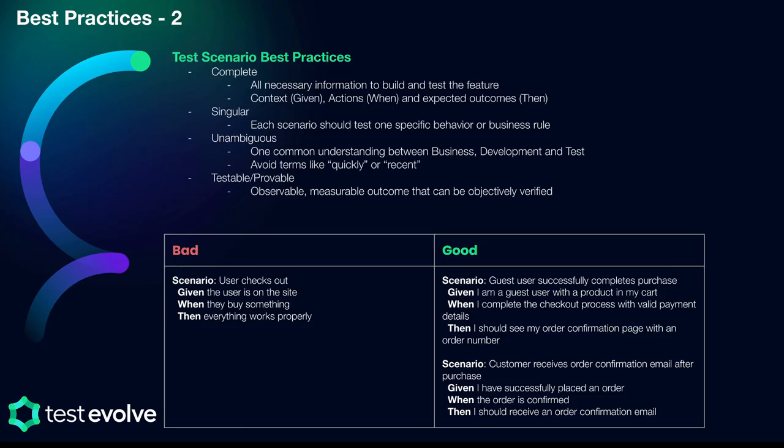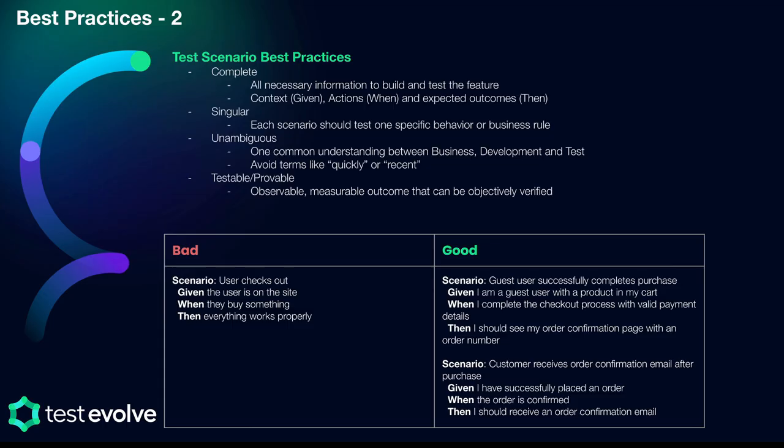So a guest user successfully completes a purchase and the customer receives an order confirmation email after purchase. So 2 separate scenarios. Given I'm a guest user with a product in my cart, when I complete the checkout process with valid payment details, then I should see my order confirmation page with an order number. That's a really well-crafted requirement.